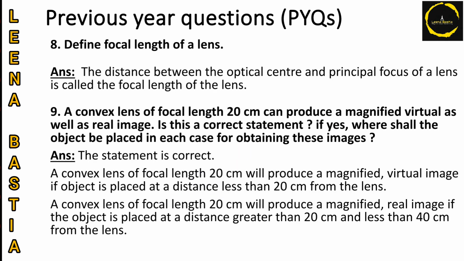Again, it is a definition. You have to remember, as I told you, define focal length of a lens. Okay. Define focal length of a lens. The distance between the optical center and the principal focus of a lens is called the focal length of the lens, as we just discussed. Okay.